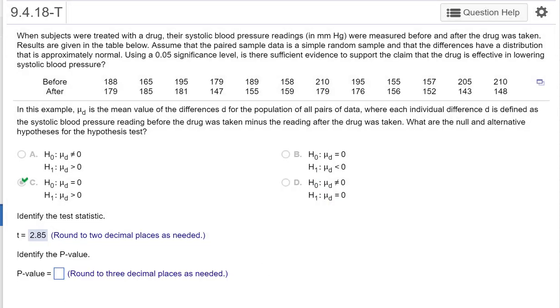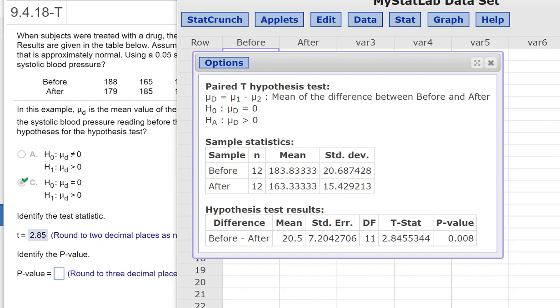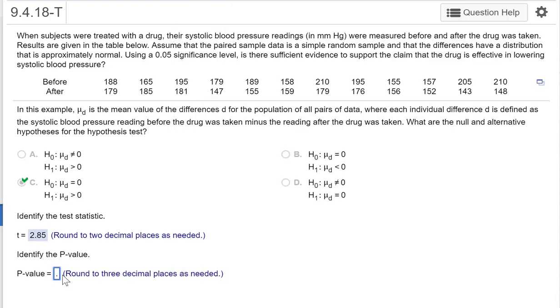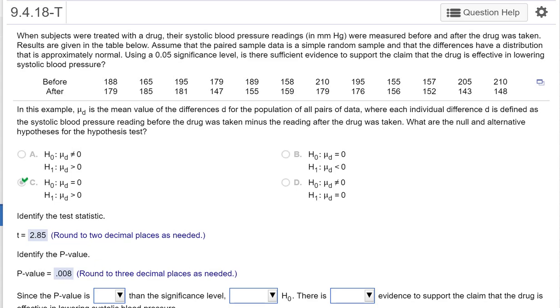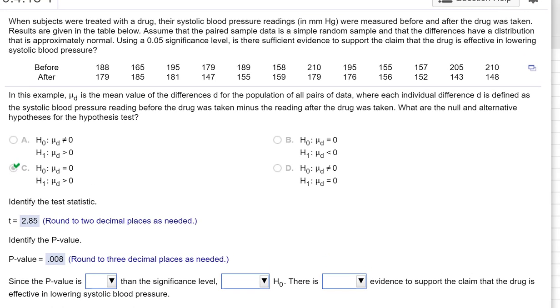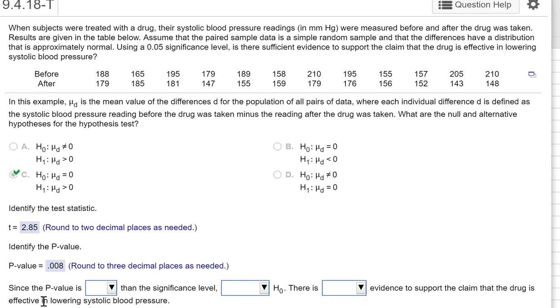And now identify the p-value. 0.008. Now for the interpretation. The p-value is low, or less than the significance level. Significance level was 0.05. 0.008 is certainly less than that. We're going to reject H0. There is sufficient evidence to support the claim. The drug is effective in lowering blood pressure.